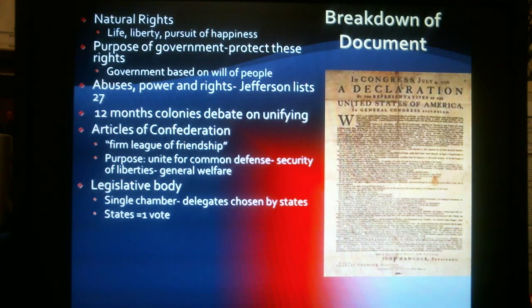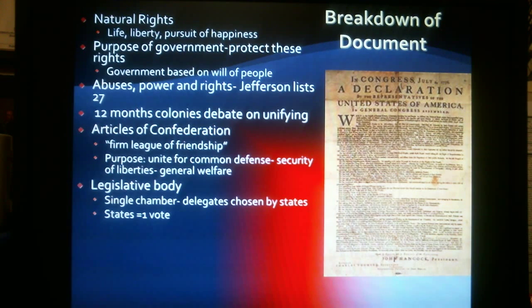So they created a first plan of government called the Articles of Confederation. This was known more as a firm league of friendship. It was a very weak document, a very poor document. It wasn't created very well. We're going to get more into it tomorrow as well.